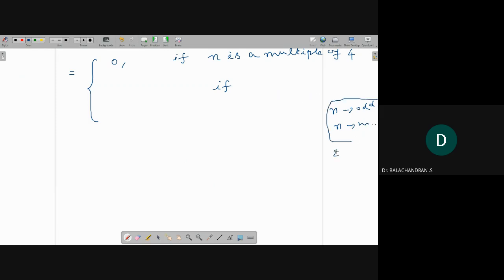2, 6, and so on. Only even numbers, so n should be even, but n is not a multiple of what? 4. N is not a multiple of 4.